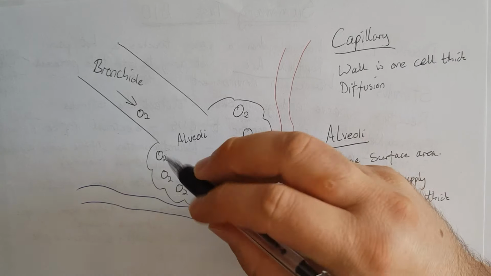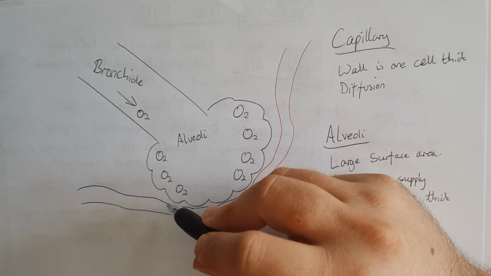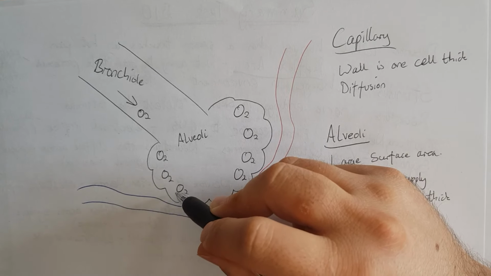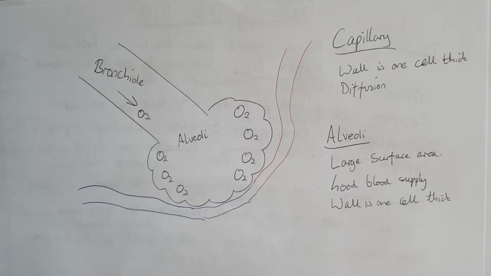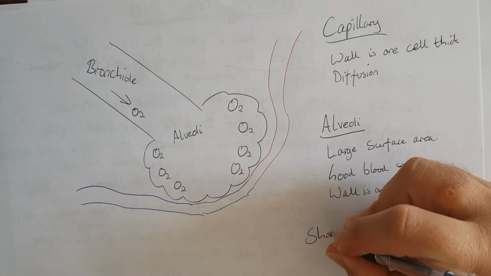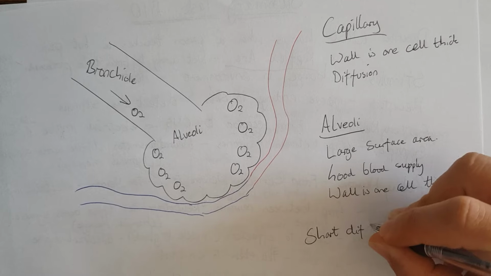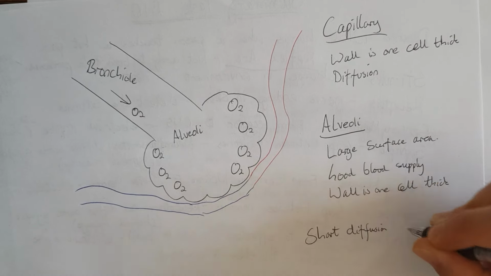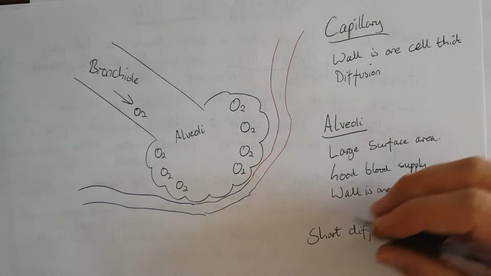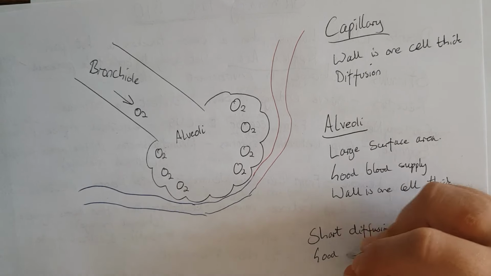Now we have to get oxygen from the alveoli into our capillaries. All they've got to do is pass through 2 cells, effectively. It's a very, very short diffusion distance. So we have a short diffusion distance. And we have a good blood supply.